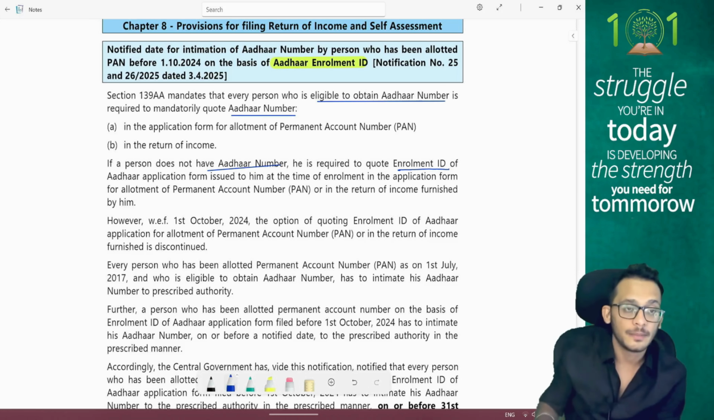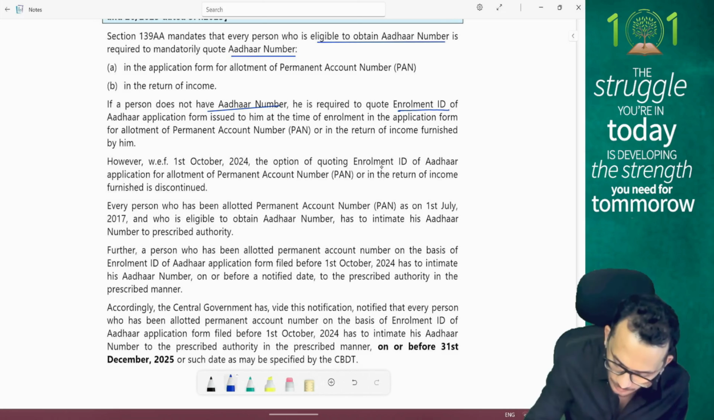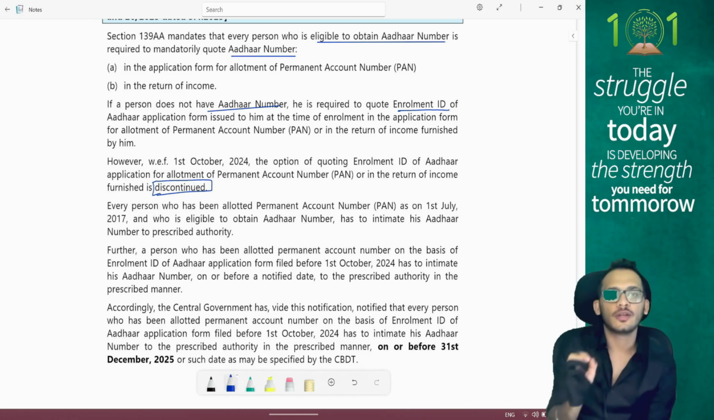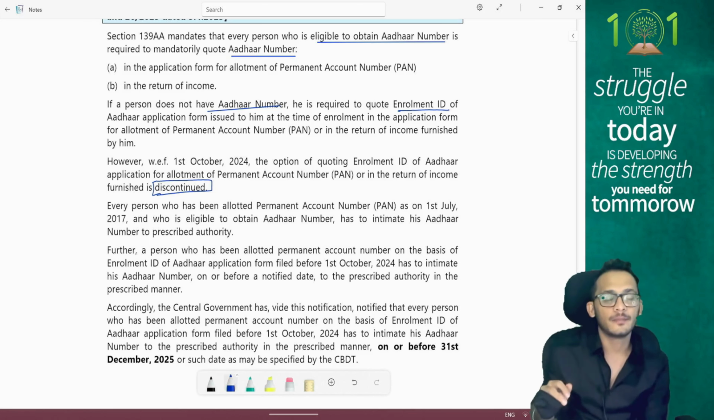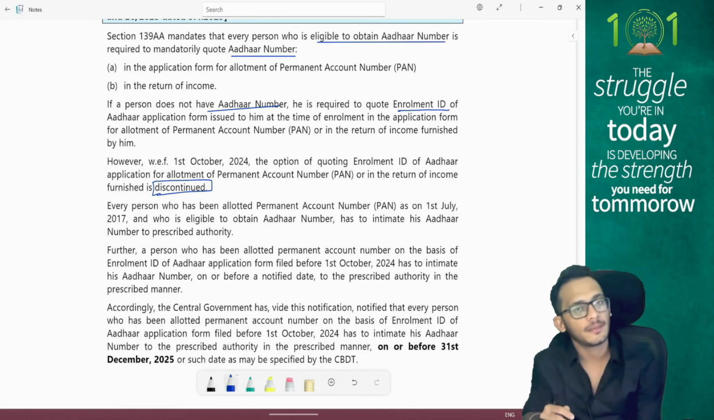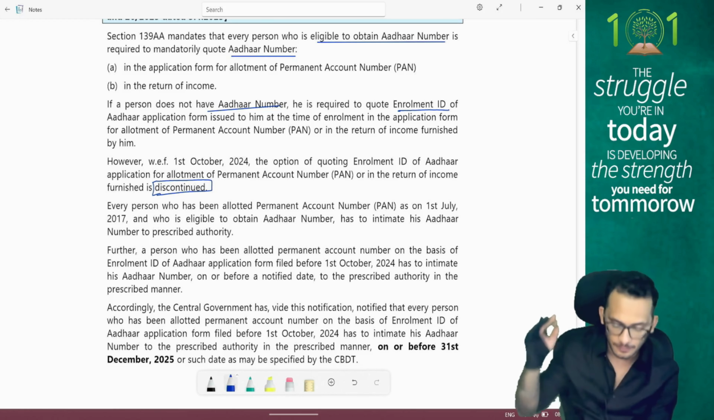Now, what is the amendment? It says, with effect from 1st October 24, the option of quoting enrollment ID has been discontinued. Yes, which means now income tax has clarified you can no more quote your enrollment ID for the purpose of obtaining a PAN. You will only be able to get a PAN number when you give the mandatory Aadhaar number itself, which means getting an Aadhaar number is the only requirement for which you can get a PAN number. Simply quoting your enrollment ID is no more permitted in the income tax portal.